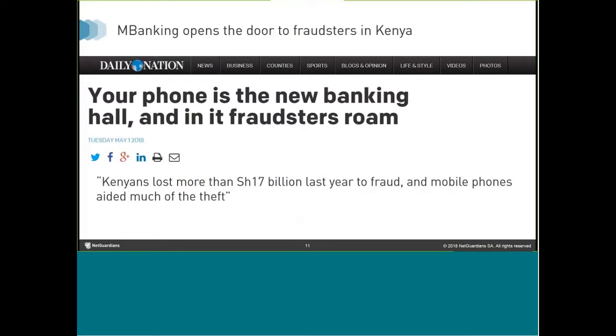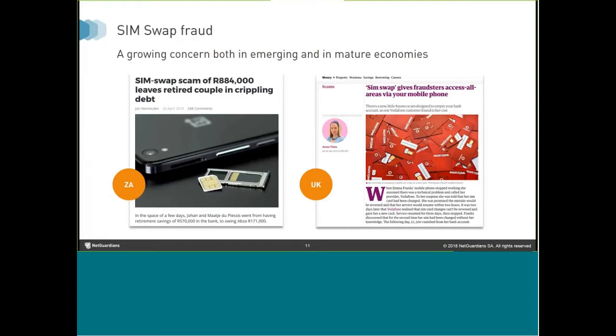In Kenya, for example, mobile banking and M-Pesa has been a payment revolution, and it's catching up all over the world. For example, in Asia, it's estimated that in Thailand and Malaysia, mobile is set to become the dominant banking channel for consumers in how they interact with their banks. So this is coming. In Kenya, the loss last year was just 17 billion, and mobile phones were at the center of all this. And how is that being done? Through what you call the SIM swap fraud.